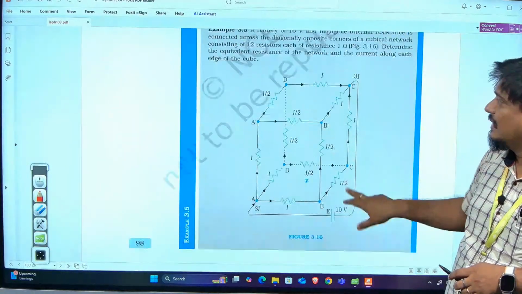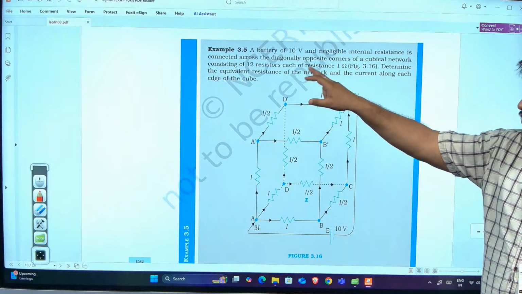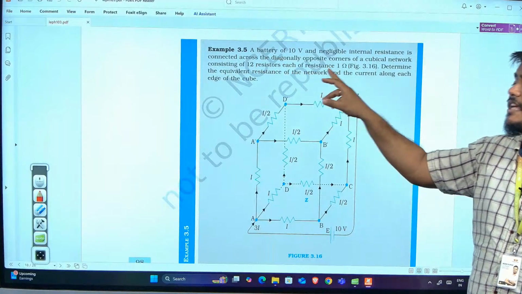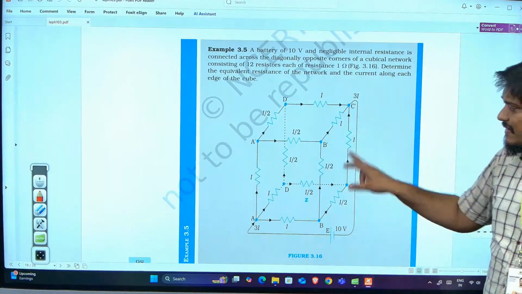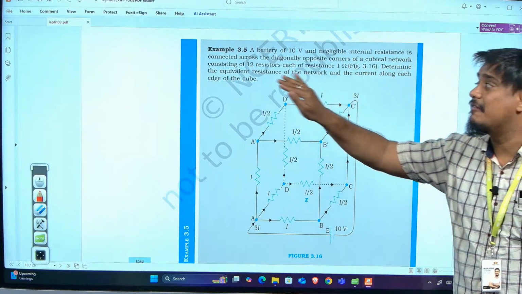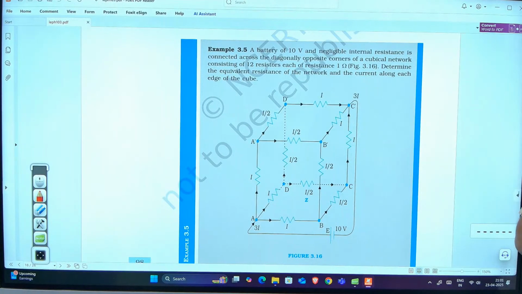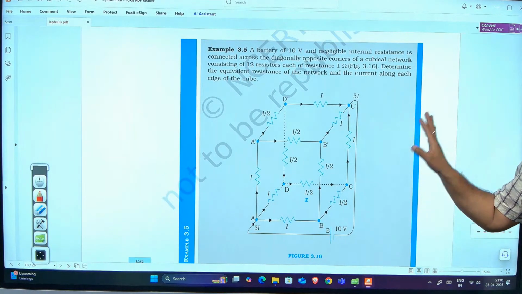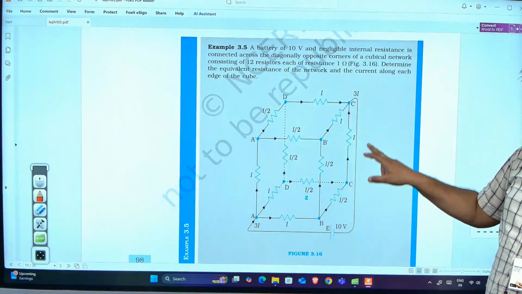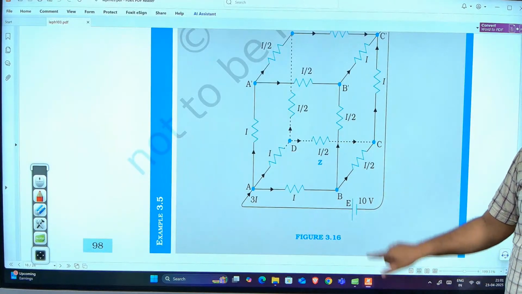See how the question is: a battery of 10 volt and negligible internal resistance is connected across diagonally opposite corners of a cubical network consisting of 12 resistors, each of resistance 1 ohm. So everything has the same resistance, 1 ohm. They are asking to determine the equivalent resistance of the network and the current along each edge of the cube. Two things they are asking to find: R equivalent, and the current in each branch.